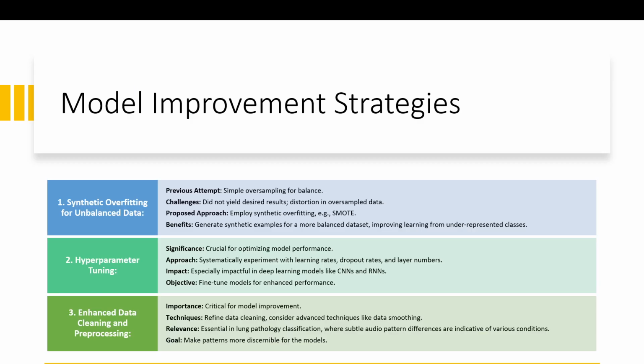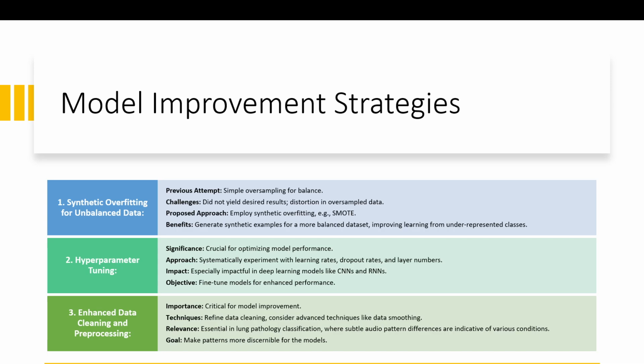So, where do we go from here, or how can we further improve the model? First of all, we need to look at overfitting for unbalanced data. The challenge we had is we did not yield the desired results, and we had distortion in oversampled data. A proposed approach could be to employ synthetic oversampling, which would give a more balanced data set and improve learning from underrepresented classes.